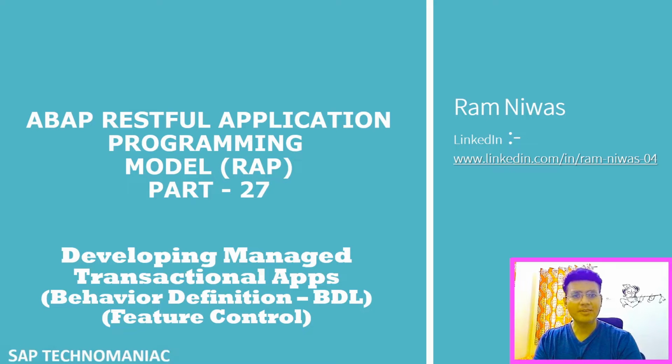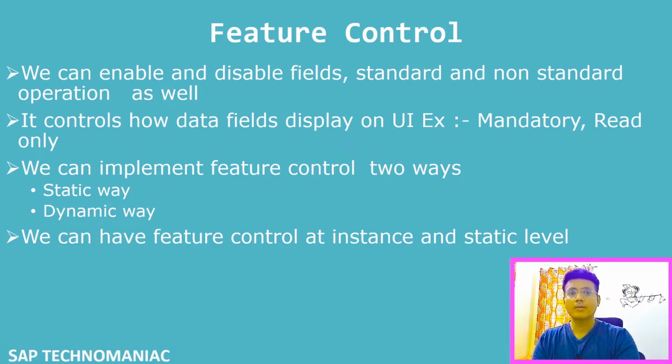Hello everyone, welcome back. In this video, we will discuss the feature control in our behavior definition. The feature control can be applied on the fields, on the operations, on standard operations as well as non-standard operations. It can be applied in a static way as well as a dynamic way. It can be applied on a particular instance and on the entire business object as well. So these are the things we can do using the feature control.